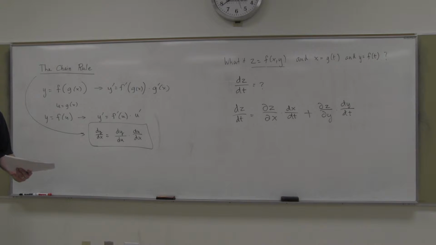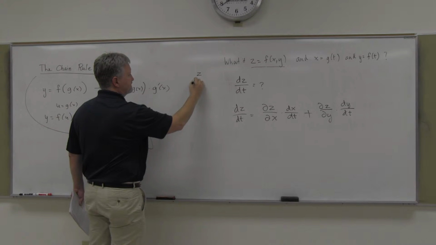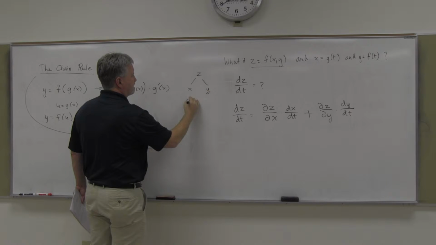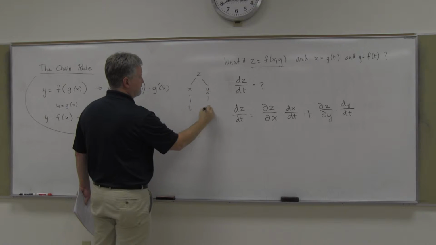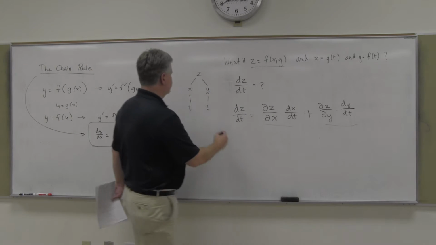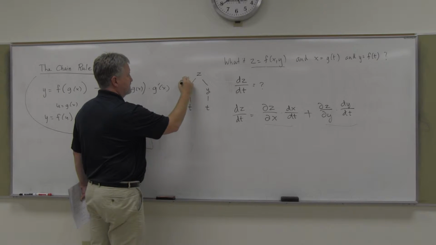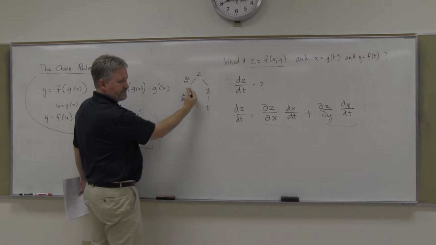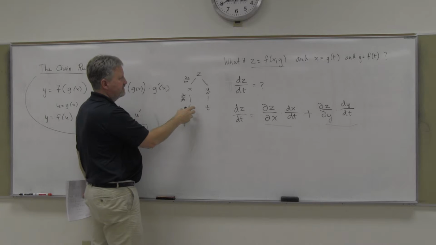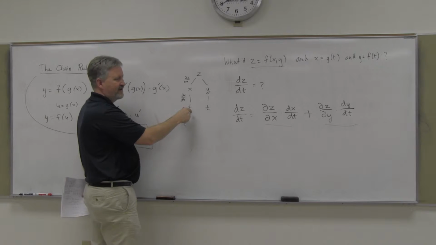One other way we can visualize this is a tree diagram. We've got z here, and z is a function of x and y, but then x and y are functions of t. Each branch represents a derivative: you've got your derivative of x with respect to t, and then your partial of z with respect to x. You just kind of follow the tree. If I want the derivative of z with respect to t, I've got to follow the line.